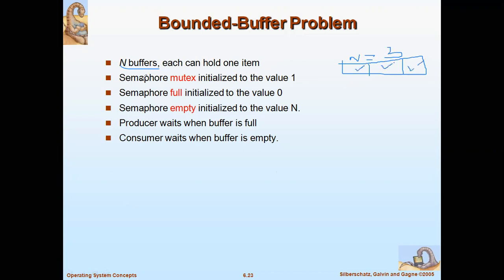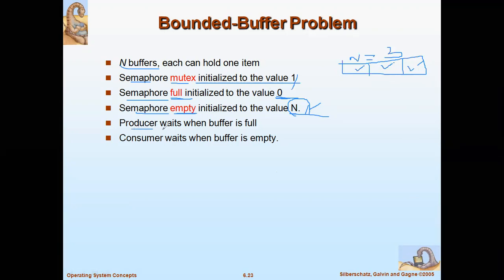Now we have three semaphores here: mutex, full, and empty. Mutex is initialized to 1. Full is initialized to 0 because initially there are no items in the buffer. Empty is initialized to n, because the buffer is completely empty, so three places are empty here and n is equal to 3. Full is 0 because it is not full, and empty is n.